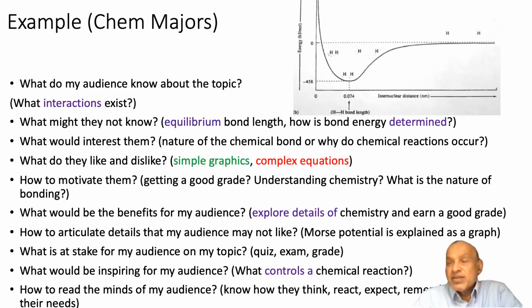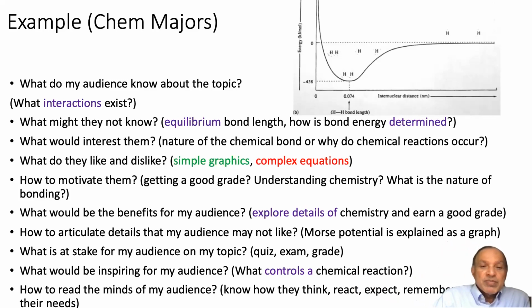And what do they like or dislike? They like simple graphics. As usual, they hate complex equations. That's as we discussed before, so that's general to most audiences. How do you motivate them? I think it's the same thing. And I put in purple the ones that are differing, okay? And the red, of course, is common. Getting a good grade, understanding chemistry, what is the nature of the chemical bond, and of course they can measure. They're really interested in chemistry, otherwise they wouldn't have taken the courses and be there.